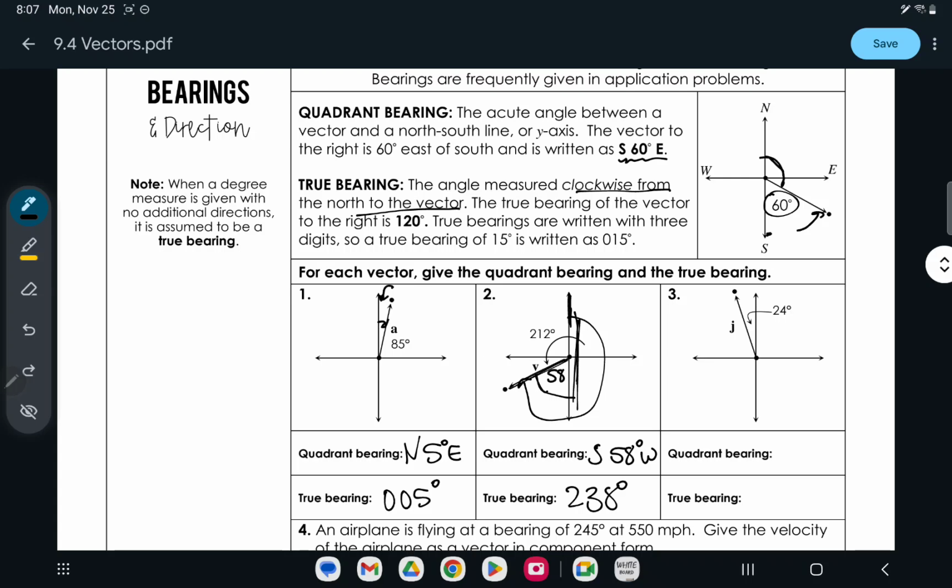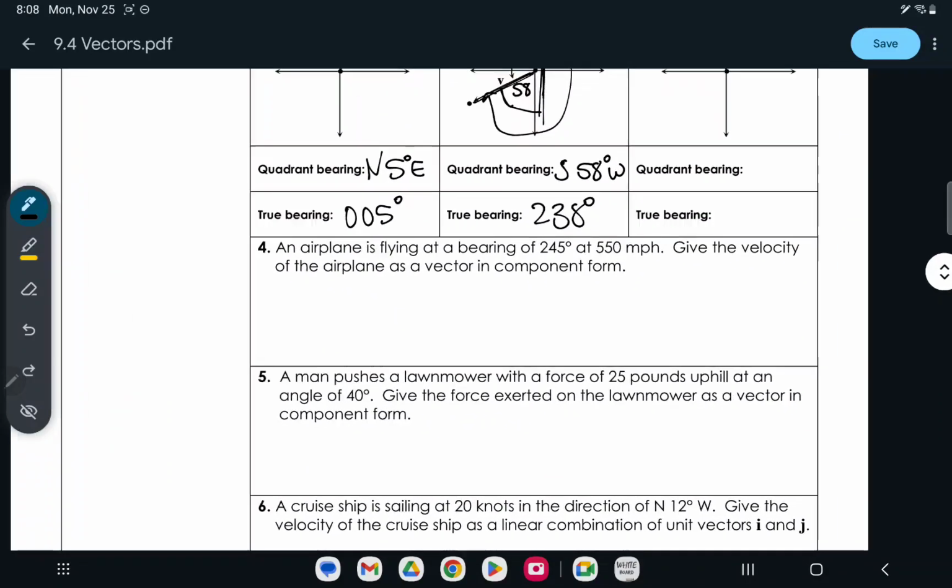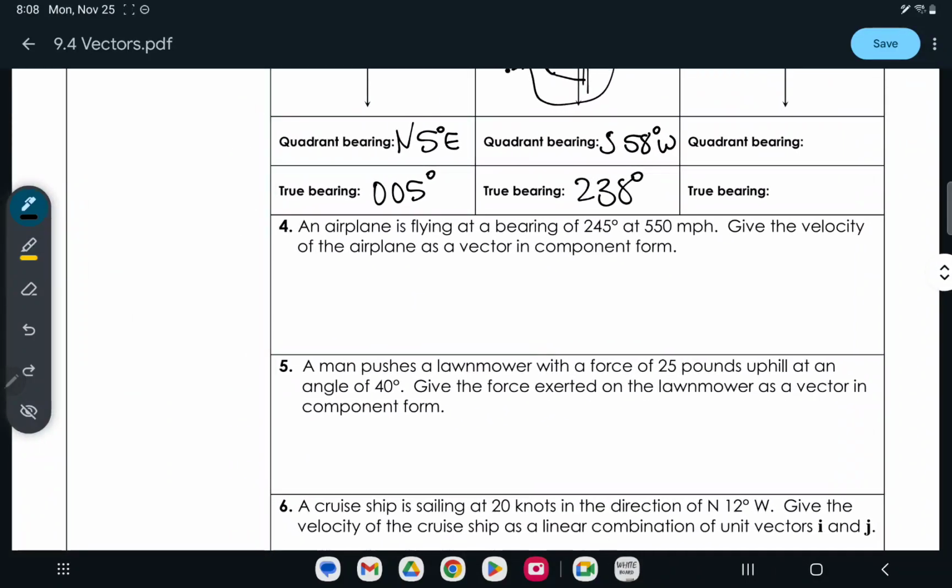All right, let's look at some word problems. An airplane is flying at a bearing of 245 degrees at 550 miles per hour. Give the velocity of the airplane as a vector in component form. So, flying at a bearing of 245. So where is 245?